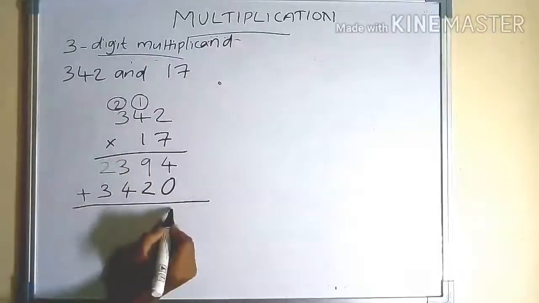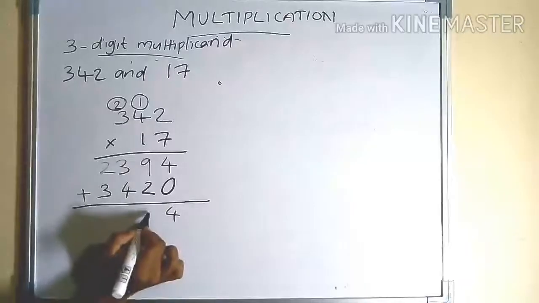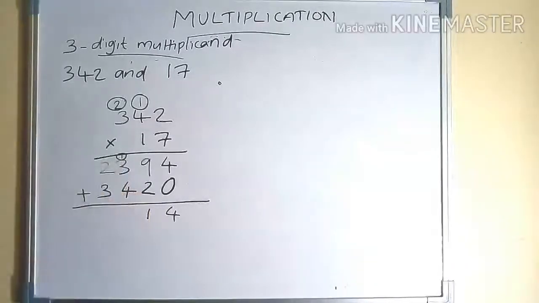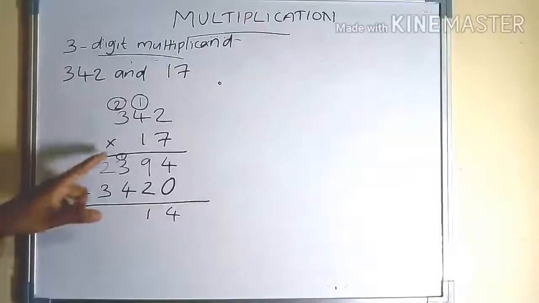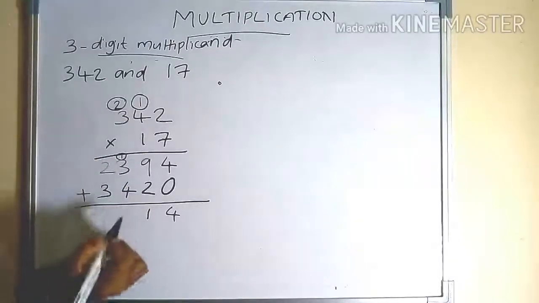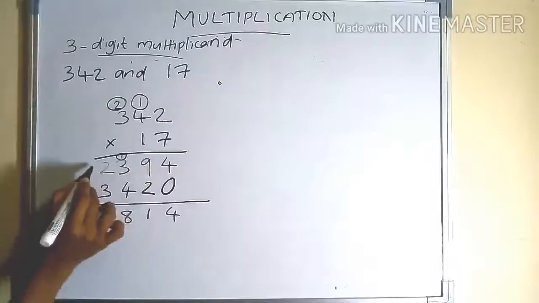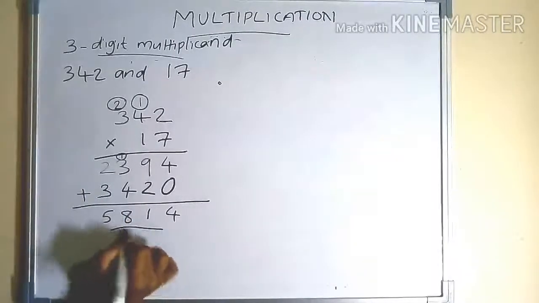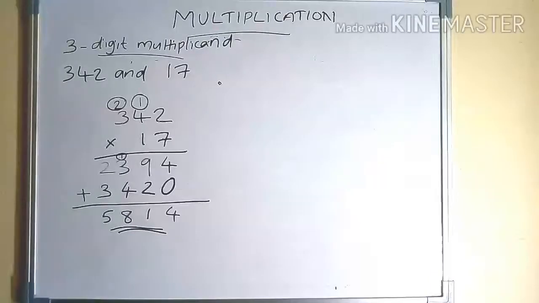4 plus 0? 4. 9 plus 2? 11. So write 1 here. Remaining 1 carried over here. Okay. Next we add 1 plus 3? 4. 4 plus 4? 8. Next we add 2 plus 3. So what is the answer? 2 plus 3? 5. So the total answer is 5,840. Next we can verify our answer by digit sum method.